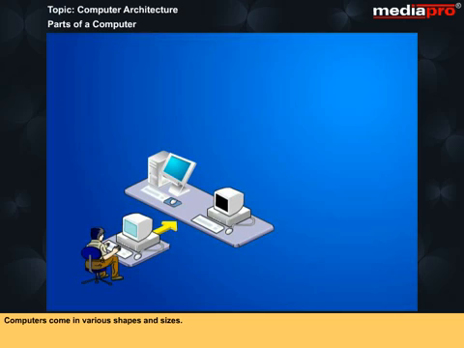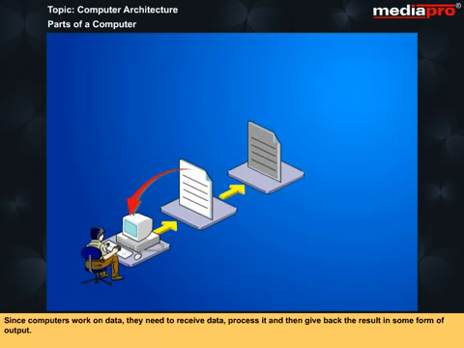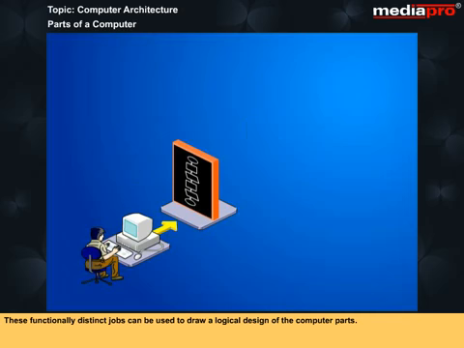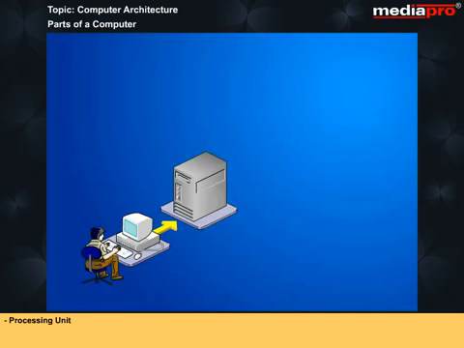Computers come in various shapes and sizes. The physically distinct units are divided based on the functions they perform and can be related to large systems like mainframes or small ones like the personal computer. Since computers work on data, they need to receive data, process it, and then give back the result in some form of output. These functionally distinct jobs can be used to draw a logical design of the computer parts. A computer can be said to have input devices, output devices, processing unit, and storage devices.